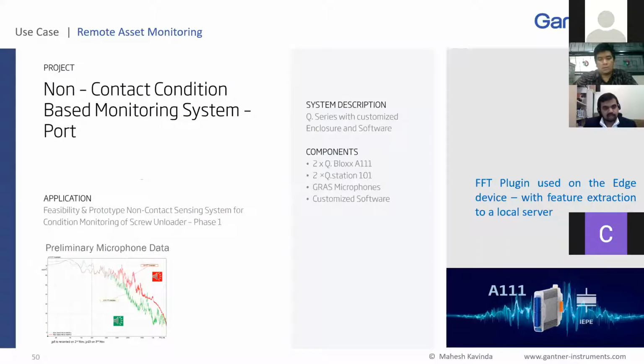So here, one of the preliminary microphone data that we have accessed. We have done the feasibility and the prototype in the first phase for the non-contact sensing system for the condition monitoring for the screw unloader. And here we have used two independent systems to collect the data from microphones and customized software, and publish the data and push data to their mainframe. So the system works purely independent.